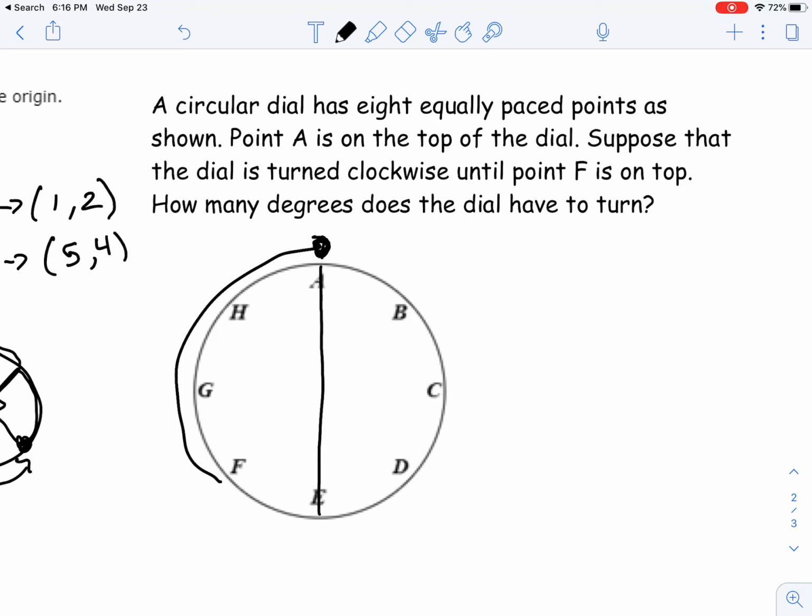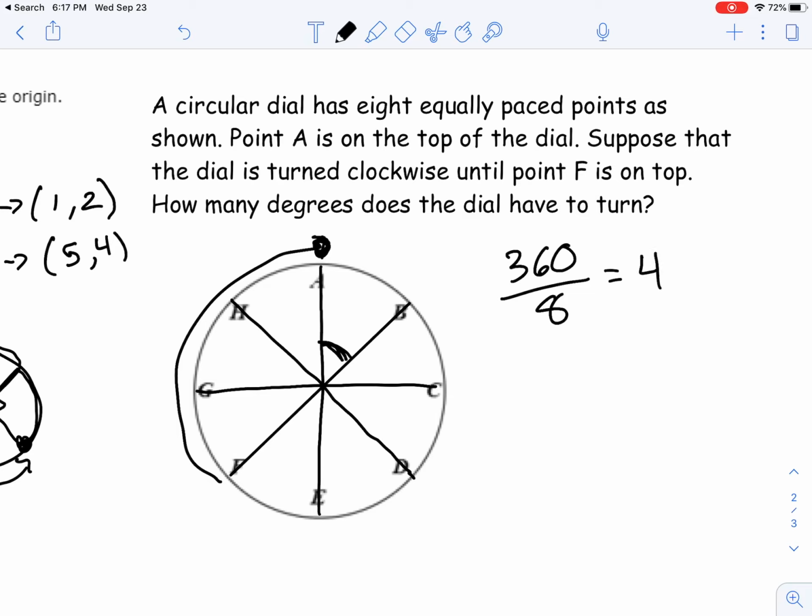To figure that out, I can cut it in half. I know that's 180, right? Okay, now we're at 90 degrees. Cut that again. Cut that again. How many degrees is this angle? Well, it's 360 divided by however many slices we have here. Looks like we have 8 slices. So 360 divided by 8, that's 45 if I'm not mistaken. So each of these is 45 degrees.